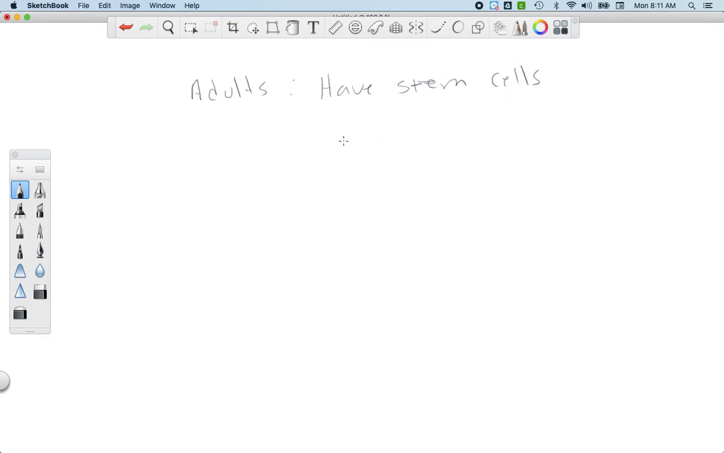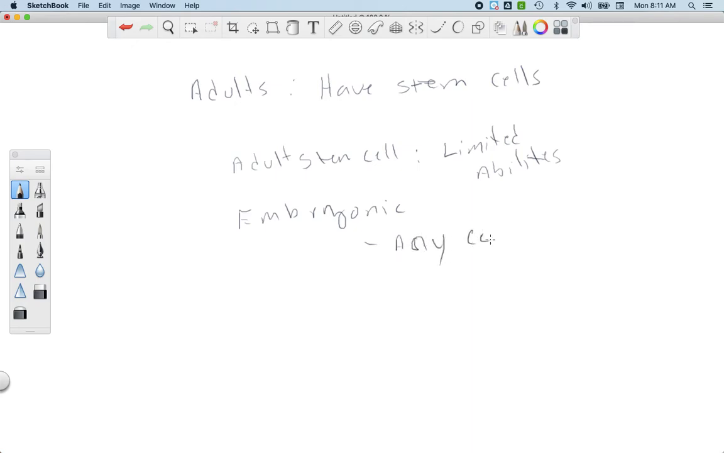Adults have stem cells. We all have stem cells. All organisms have stem cells. Embryos have stem cells. But what we need to remember is that an adult stem cell, whether it comes from an embryo or an adult, because they both have stem cells, has limited abilities, whereas an embryonic stem cell can become any cell. And that's the real power, we hope, in using embryonic stem cells in the future of medicine.